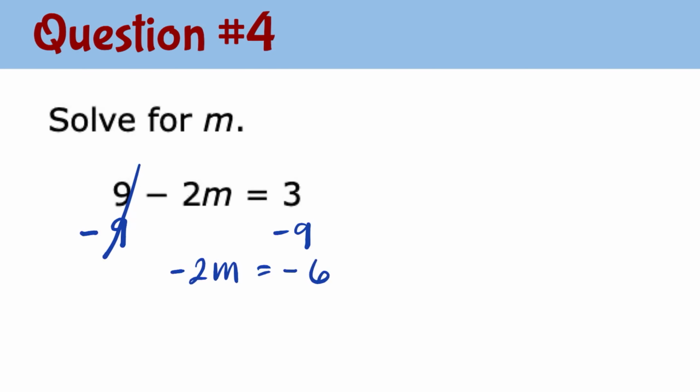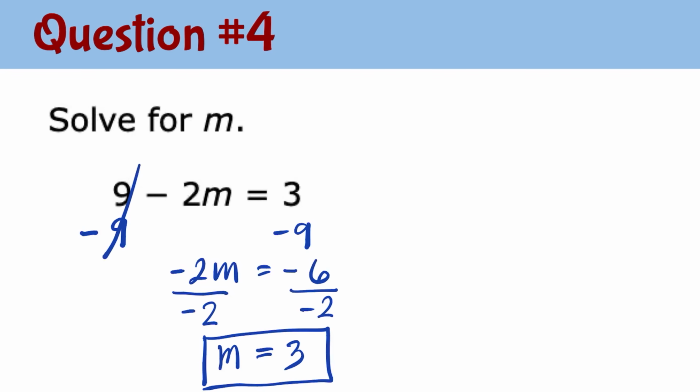So here, m is multiplied by negative 2. So the inverse of multiplying by negative 2 is dividing both sides by negative 2. So negative 2 divided by negative 2 is 1m. And negative 6 divided by negative 2 is positive 3. So m is equal to 3.